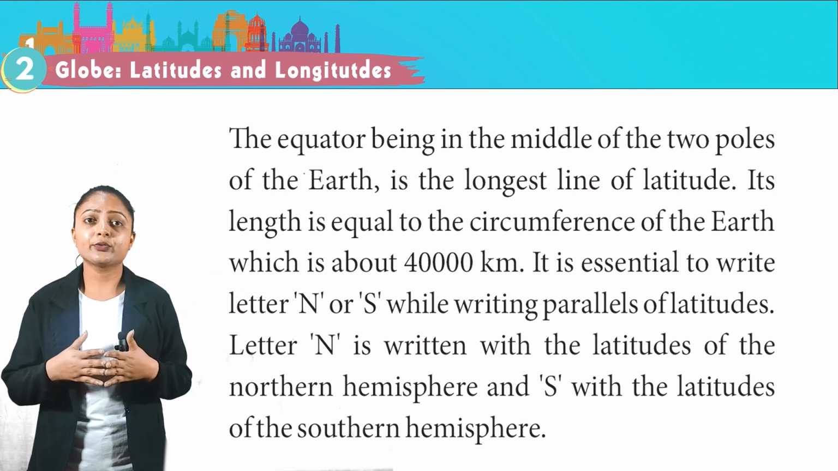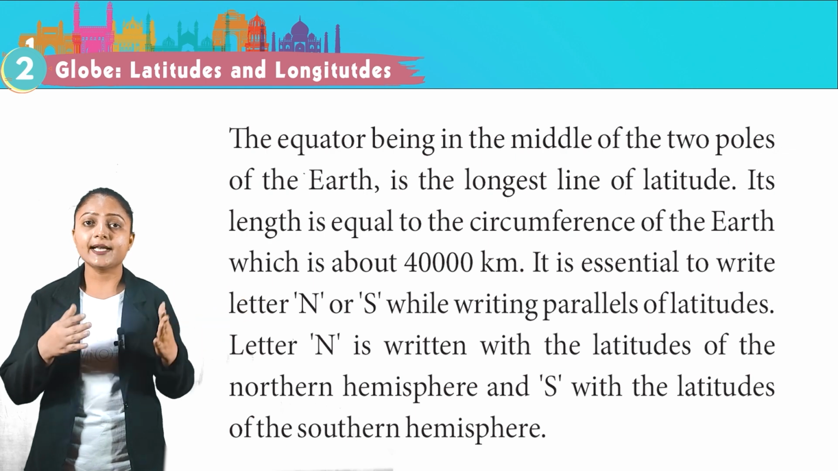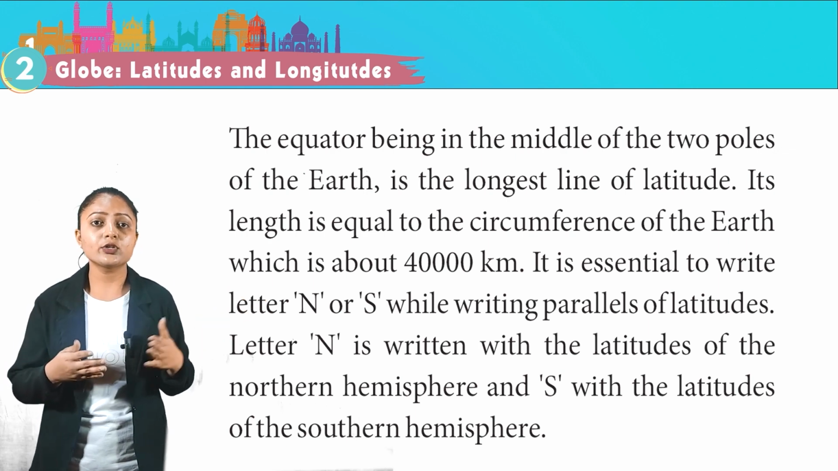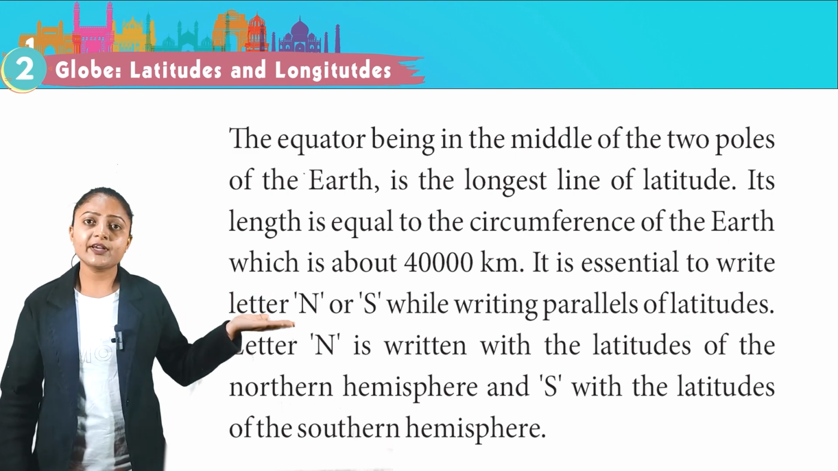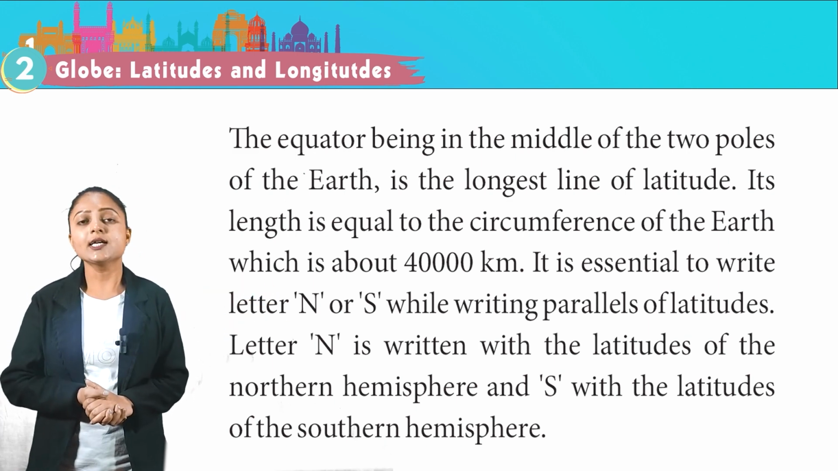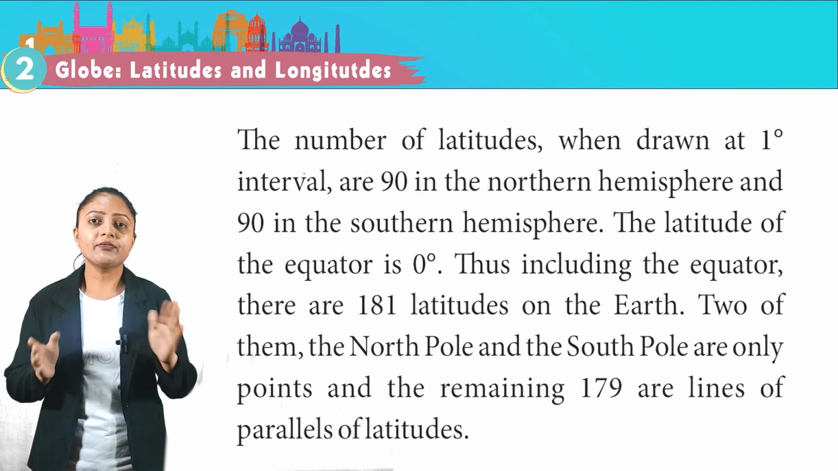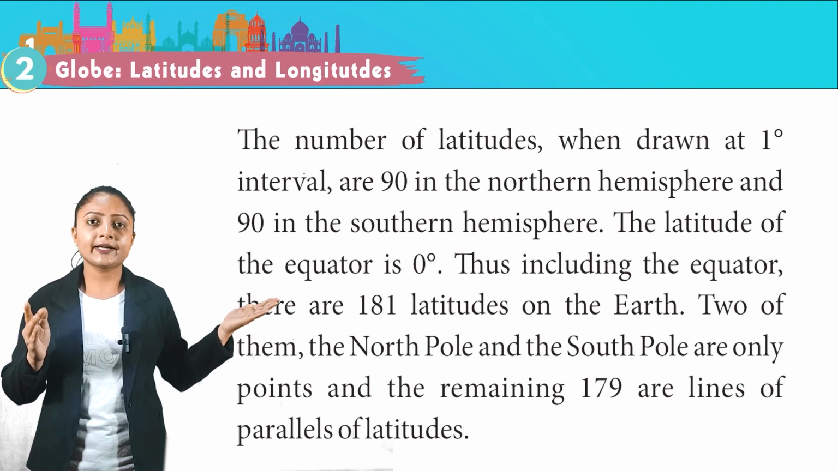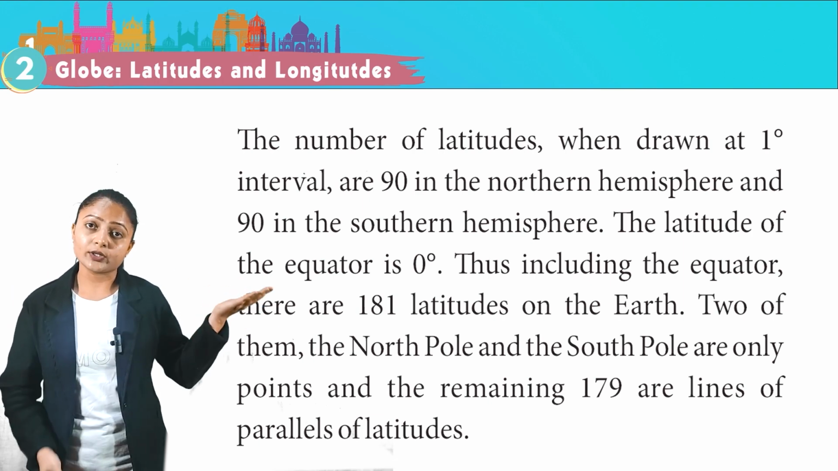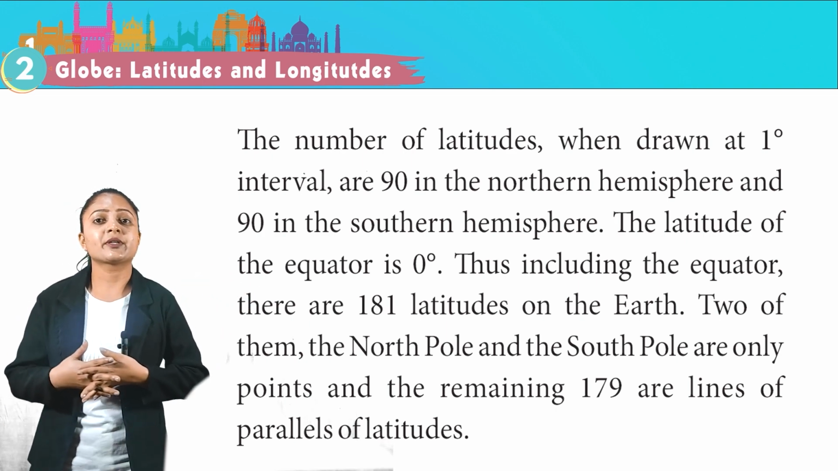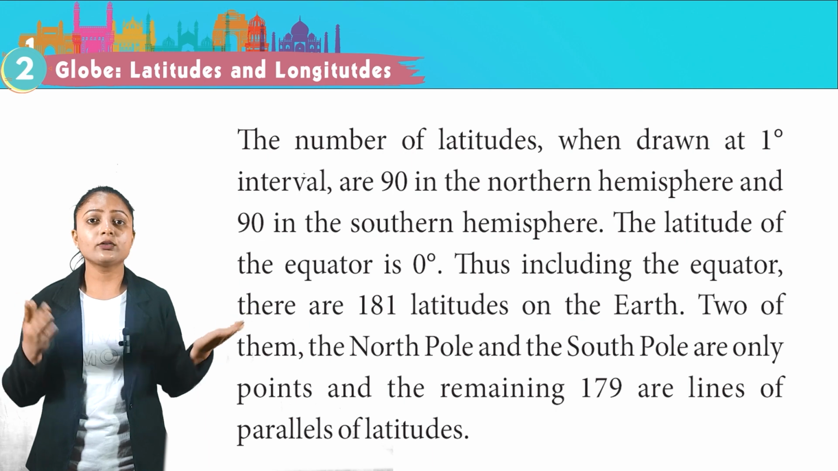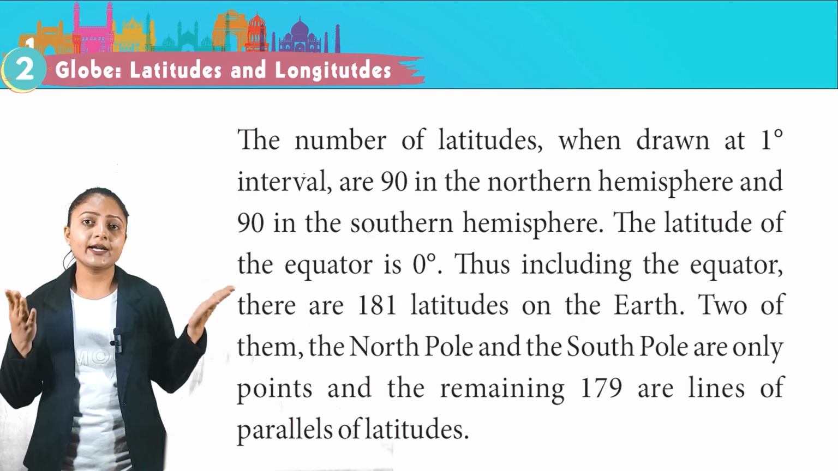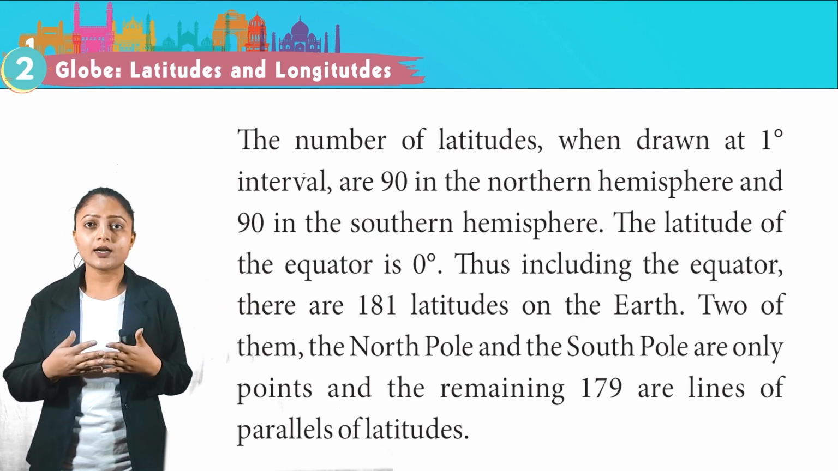It is essential to write the letter N or S while writing parallels of latitude. Letter N is written with the latitudes of the northern hemisphere and S with the latitudes of the southern hemisphere. The number of latitudes when drawn at 1 degree intervals is 90 in the northern hemisphere and 90 in the southern hemisphere. The latitude of the equator is 0 degrees. Thus, including the equator, there are 181 latitudes on the earth.